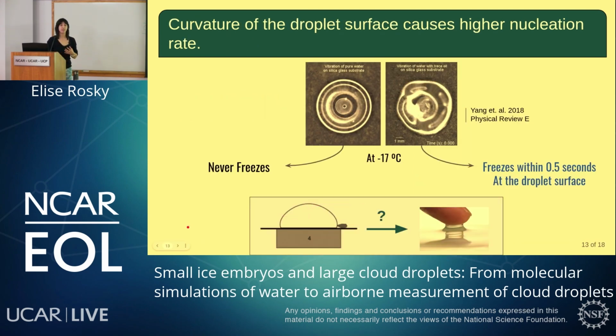So going back to that first experiment, one might speculate that maybe what's going on with the ice nucleating particle at the droplet surface could be something like this, where there's some small-scale curvature of the droplet surface where the ion is touching. But this is, of course, just speculation. It's a hypothesis.